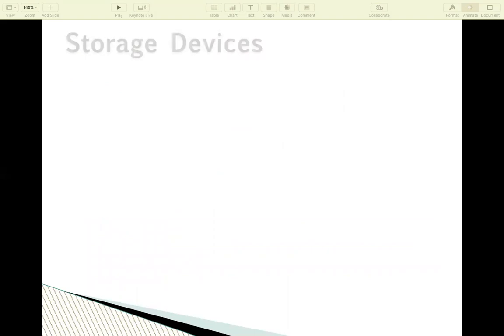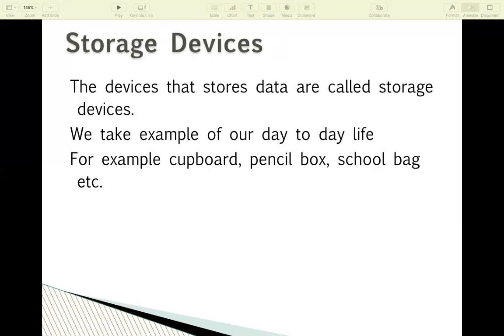First of all, let us see what we mean by storage devices. The devices which store data. For example, in our day-to-day life, my pencil box is a storage device. I can put all my pencils, erasers and everything, so it's one type of storage device. My school bag, I carry my school bag, I put all the books, colors, pencil box. Even there is a small bag where you can put your water bottle. So that is also a storage device.